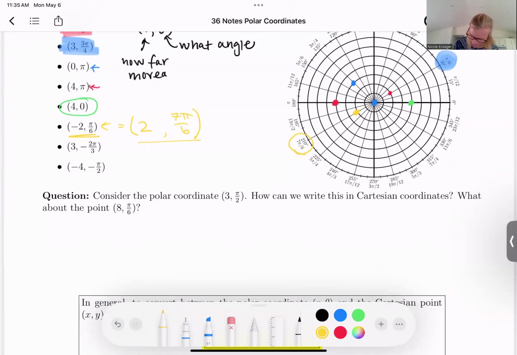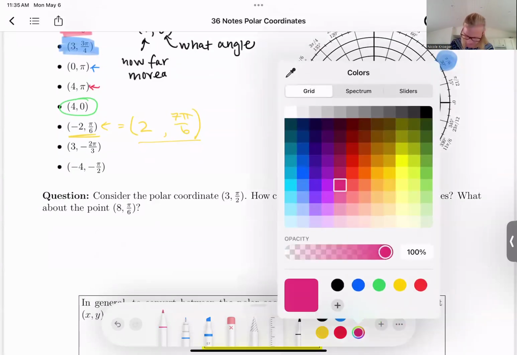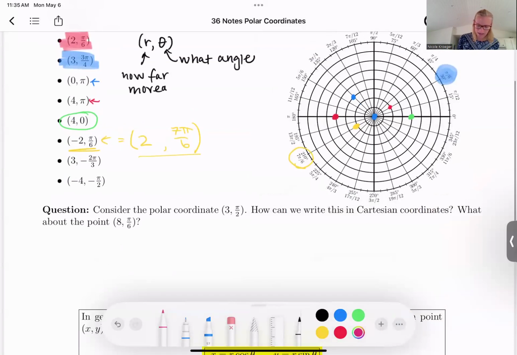Okay, so let's look at these other ones. This next one, I have 3 and then negative 2 pi over 3. That means I'm traveling in the negative direction, negative 2 pi over 3. Remember from trig, that is equivalent to adding 2 pi to that. 2 pi is the same thing as 6 pi over 3. So this is going to give us 4 pi over 3.